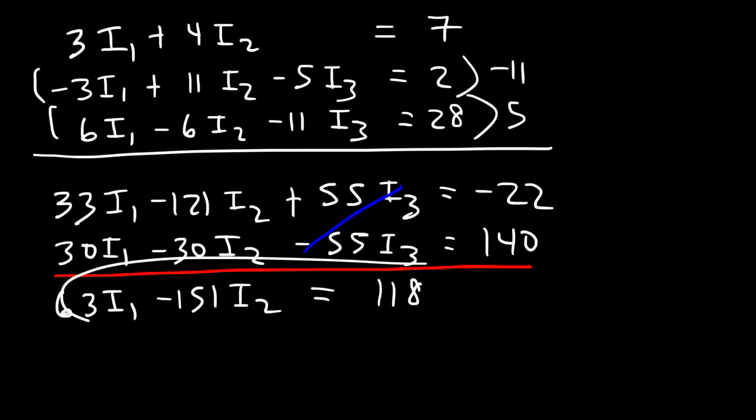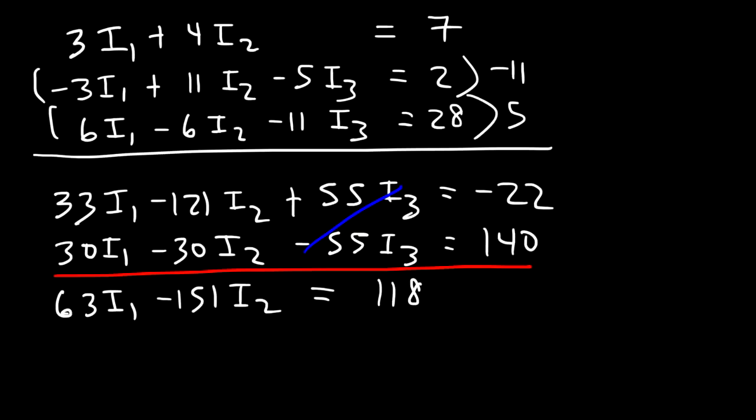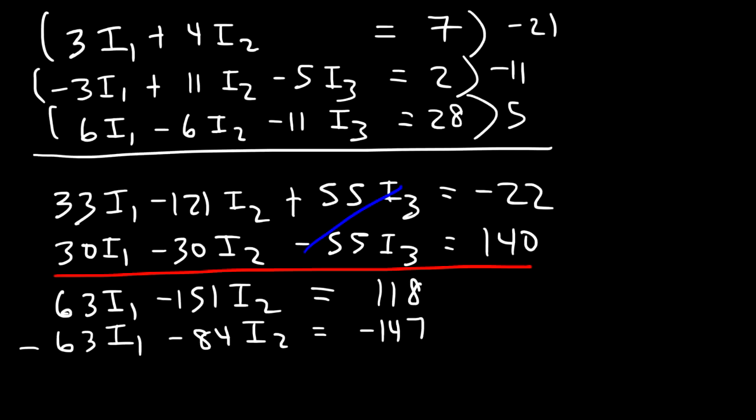So now we need to combine this equation with this one. And so let's focus on canceling I1. So I'm going to multiply the first equation by negative 21, because 3I1 times negative 21 is negative 63 I1. And then 4I2 times negative 21. 4 times 20 is 80, and then 1 times 4 is 4, so this is going to be negative 84 I2. And then 7 times 21. 7 times 2 is 14, so 7 times 20 is 140. And then 7 times 1 is 7, so this is going to be negative 147.